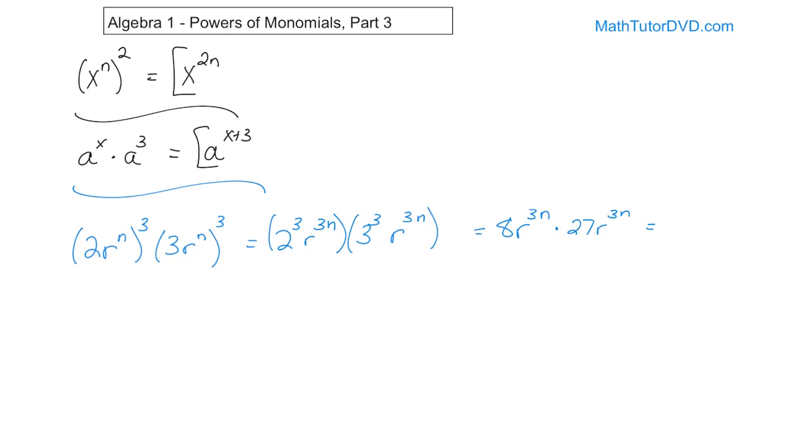Now you have a bunch of stuff multiplied together. What is 8 times 27? When we do 8 times 27, we get 216. And then we're multiplying these together. Now the bases are the same, so we add the exponents. 3n plus 3n. So to make it clear, I'm going to write it as 3n plus 3n. And we write our final answer. It'll be 216r. What is 3n plus 3n? You basically have two like terms here, so you can add them, and you get 6n. So the answer to this, even though it looks weird, is 216r to the power of 6n.